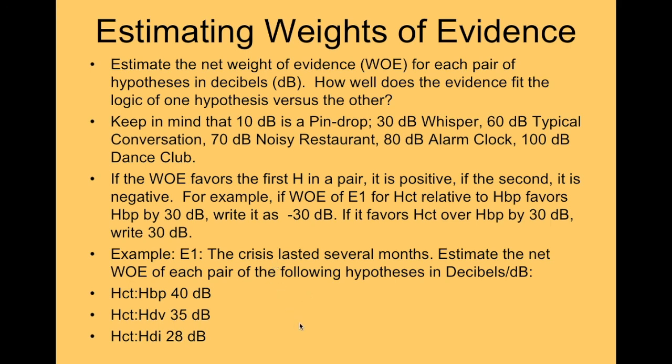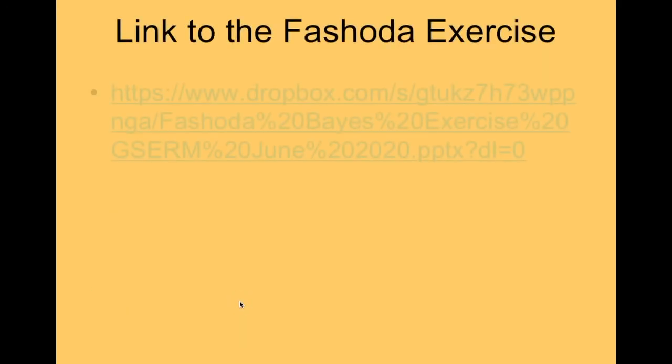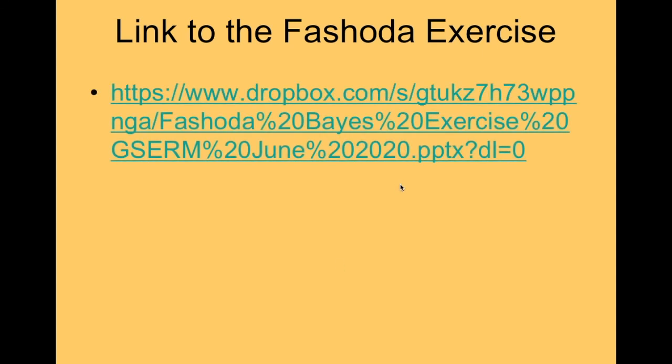What I want you to do for the exercise is to work through the other pieces of evidence in the same way and to come up with your own estimates of the weights of the evidence, right? And then you can add them all up at the end. So that's what I would like you to do in the exercise. This is a link to the other pieces of evidence so you can go through that exercise.